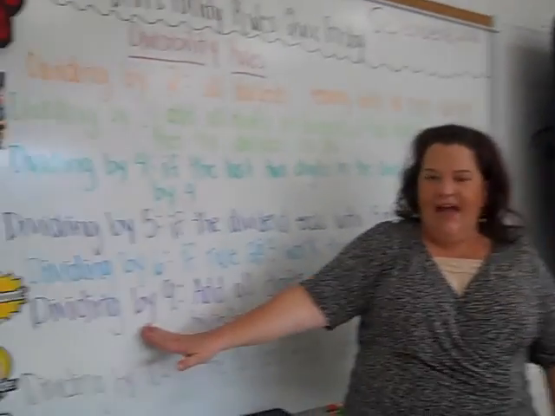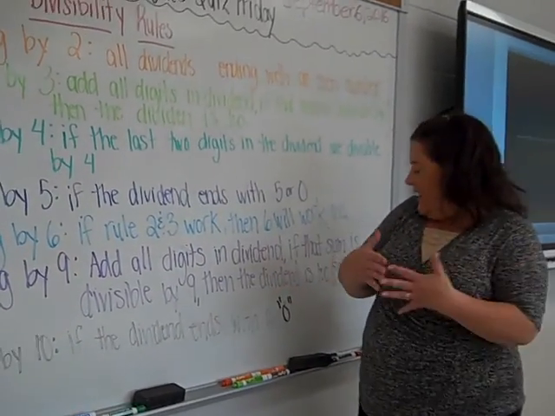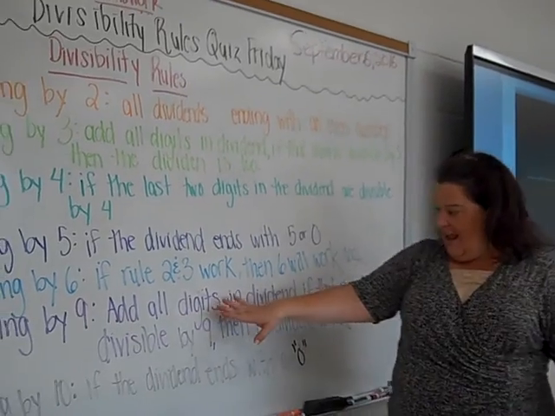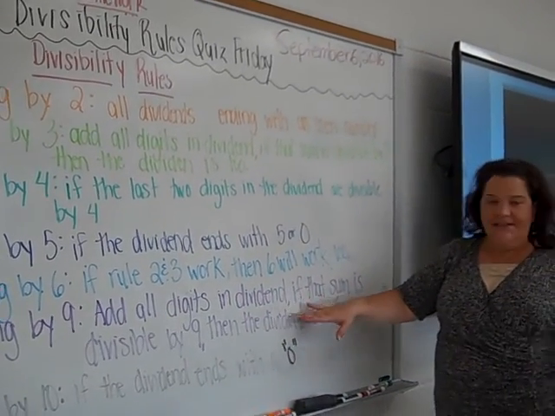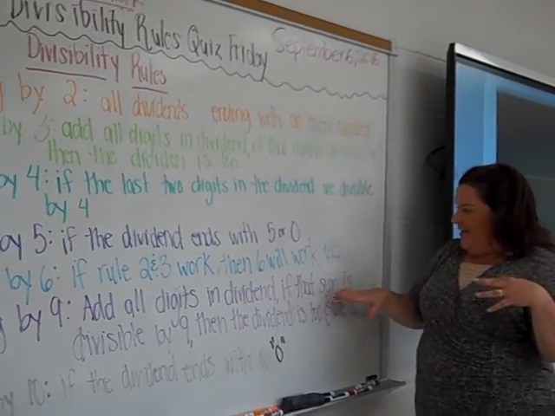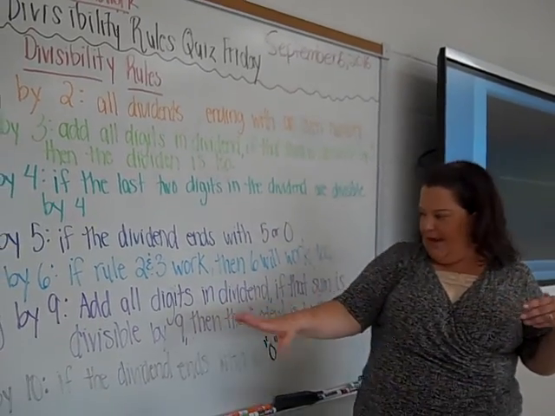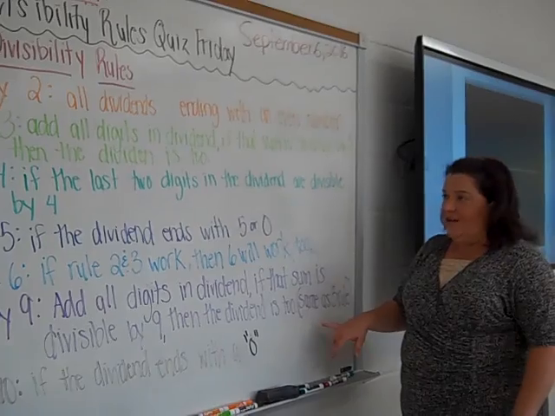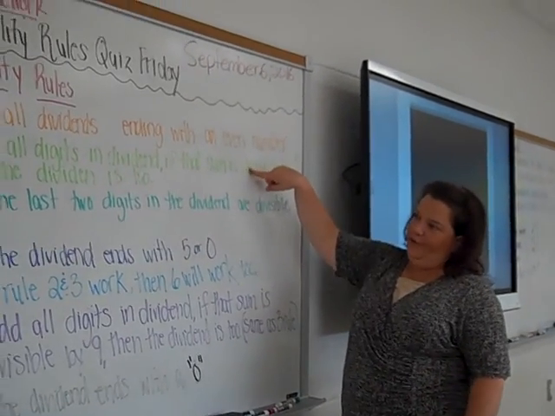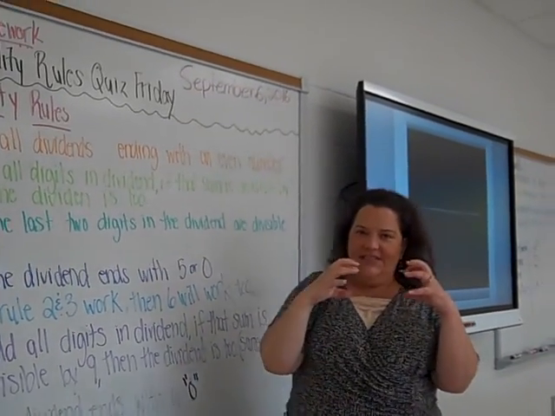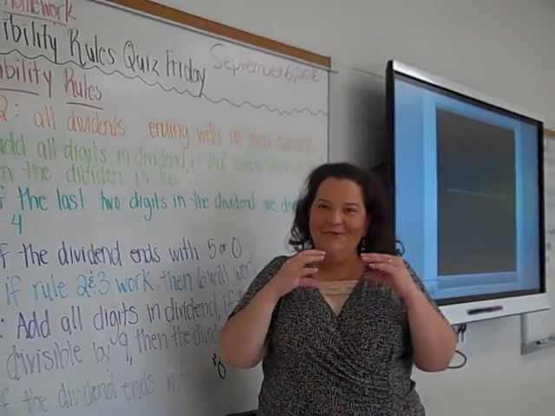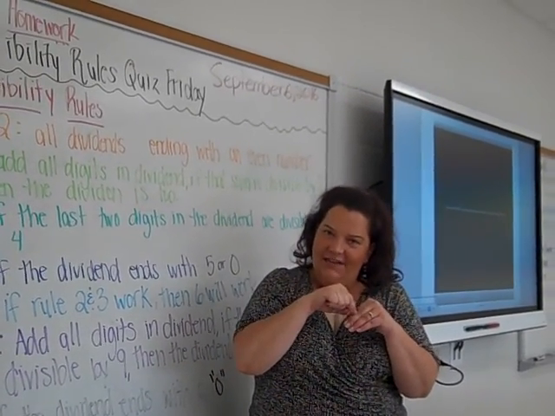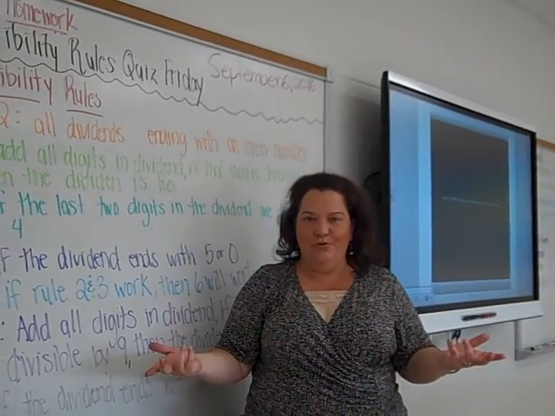Next is dividing by 9, and this one's a lot like rule 3. You're going to add all the digits in the dividend together, and if that sum is divisible by 9, then the dividend is too. So that goes along with the same rule of 3, where you add the digits together. Once you get that number, if that number can be divided by 9 evenly, then that rule will apply to it.